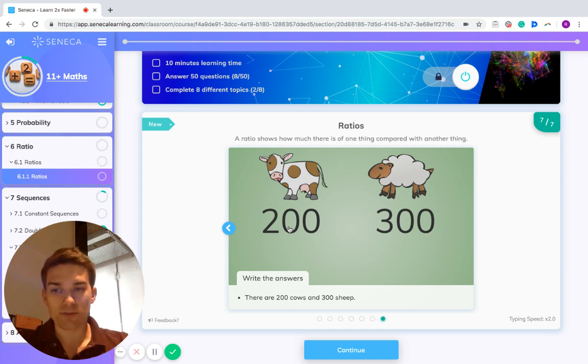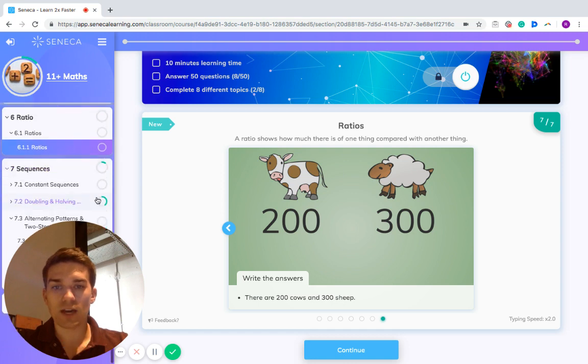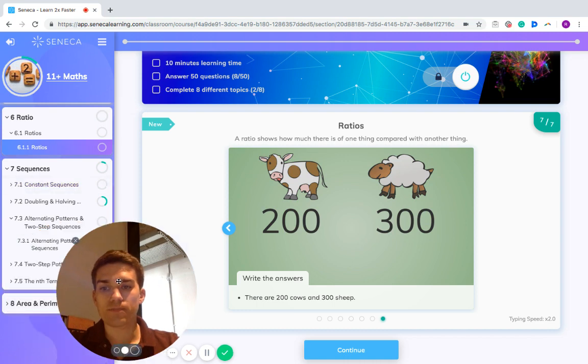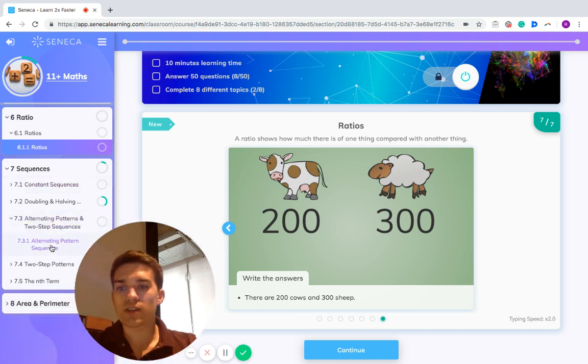You can always check stuff with maths, which is nice, is that you can just basically add those 2 together and check you got to the original answer. Well, if you remember, we had 500 animals at the beginning, so 200 plus 300 would give you 500, so that works. Moving swiftly on, alternating pattern sequences.